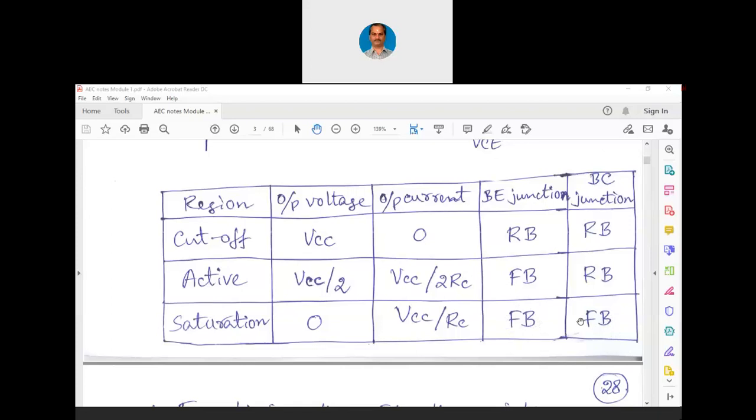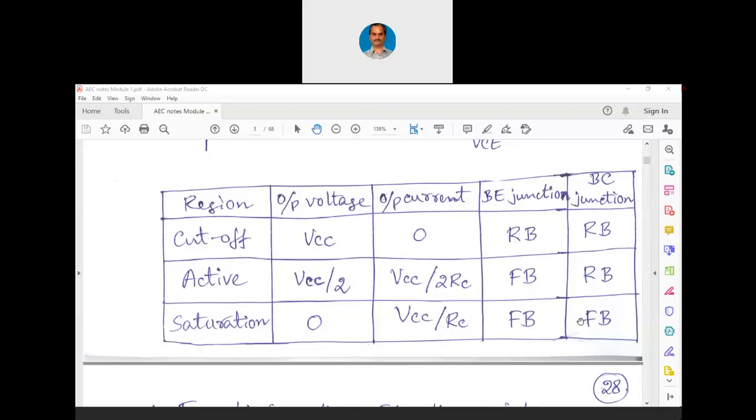Base to collector is again that P and N. That N is connected, but in the saturation region, across the switch the voltage is 0, so base is at a higher potential than the collector. Which means collector to emitter, the drop across the device is 0, whereas base to emitter there is a PN junction, and base to collector also there is a PN junction.